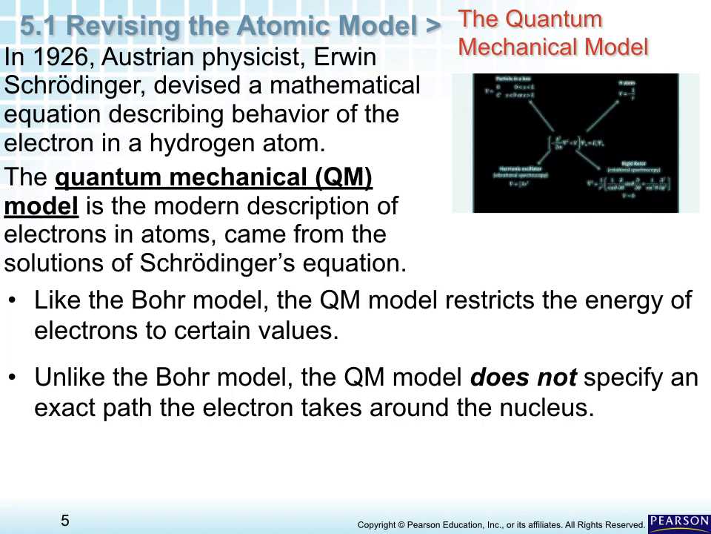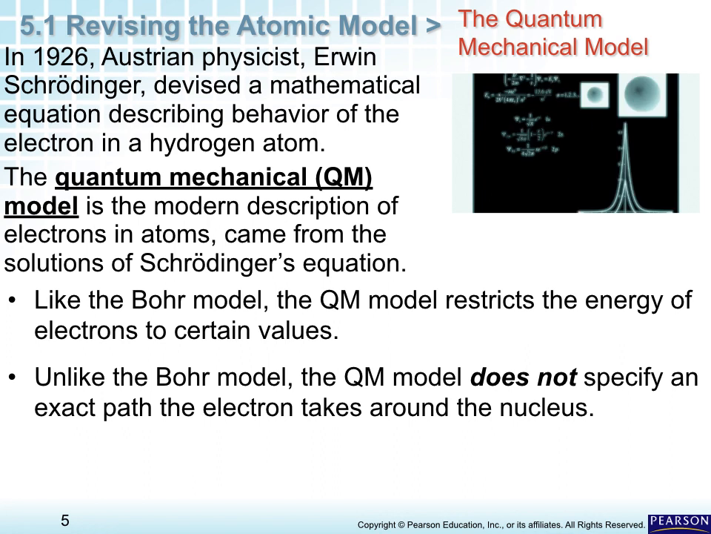So, like the Bohr model, the quantum mechanical model restricts the energy of electrons to certain values, certain energy levels. But unlike the Bohr model, it does not specify an exact path that the electron can take around the nucleus.